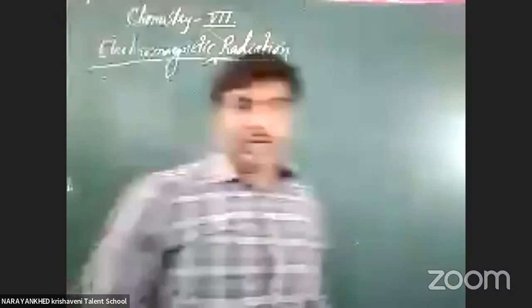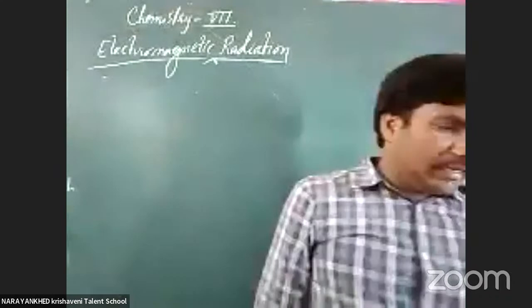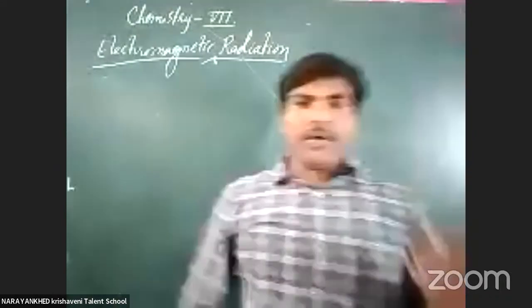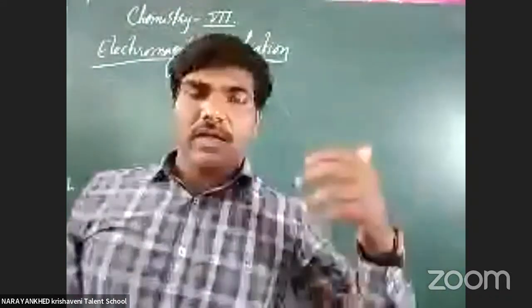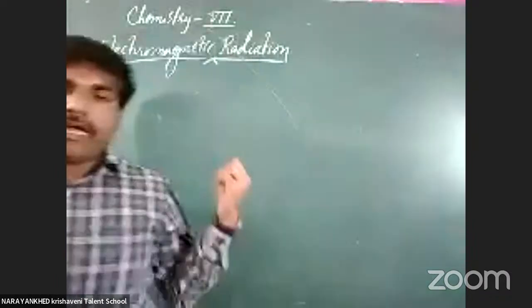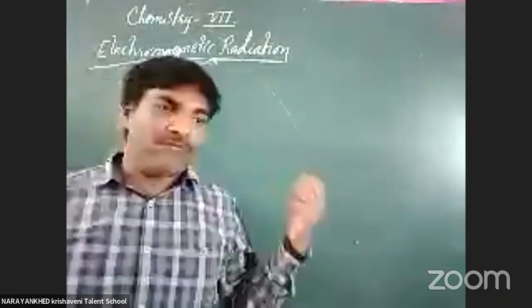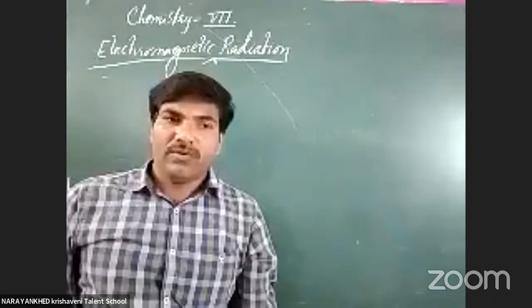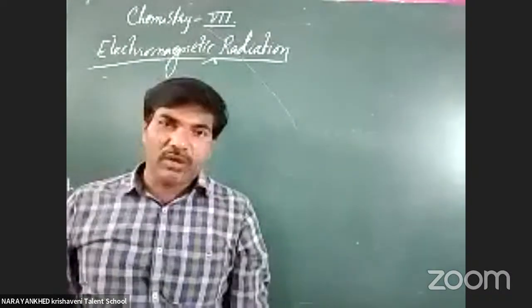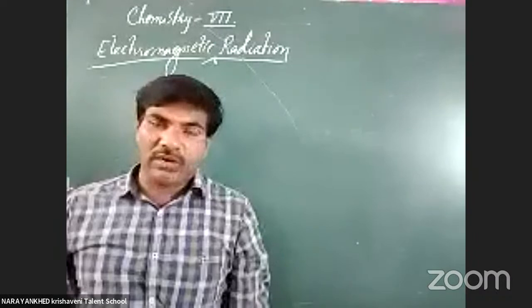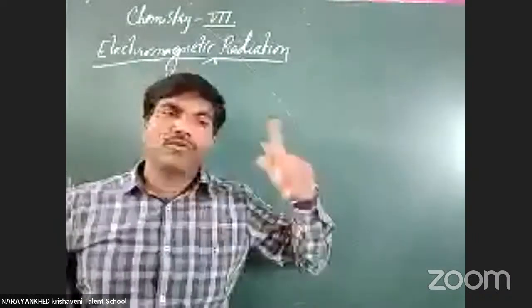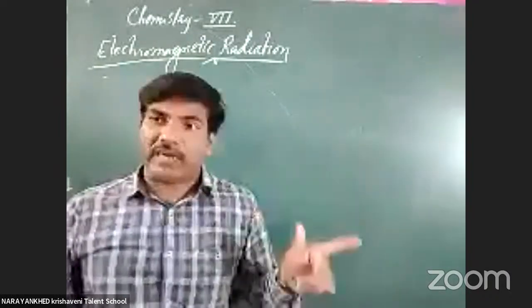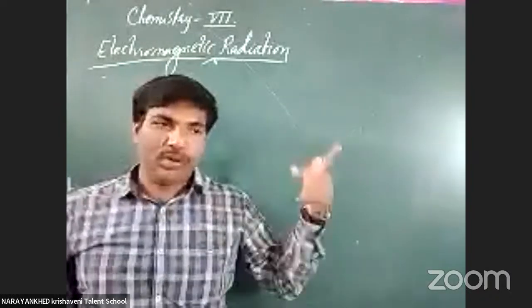Now, what is electromagnetic radiation? Many of you don't know. Our light travels in the form of electromagnetic radiation. What is the meaning of electromagnetic radiation? In light there are two components: one is an electric component, another is a magnetic component.